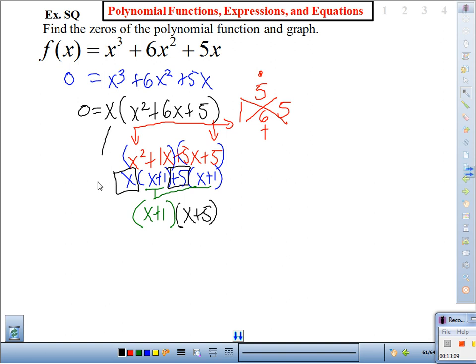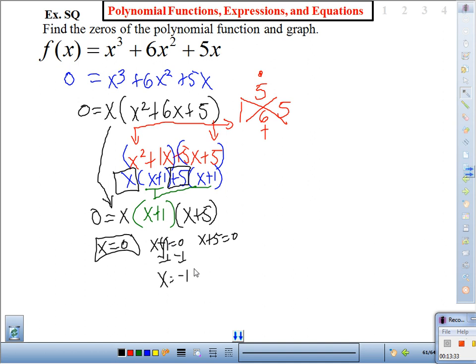Don't forget your BFF. What's your BFF? x and all that equal to 0. How are we doing? We still haven't found the zeros until we set each one of these equal to 0. x equals 0. x plus 1 equals 0. x plus 5 equals 0. Let's solve. This one's already solved. Minus 1, minus 1. x equals negative 1. Minus 5, minus 5. x equals negative 5. Now we have zeros.